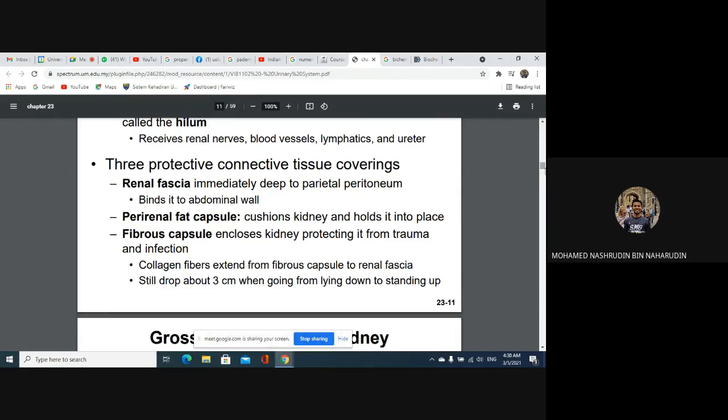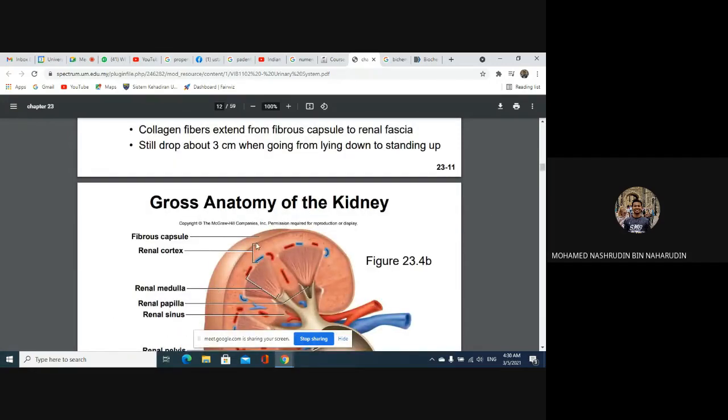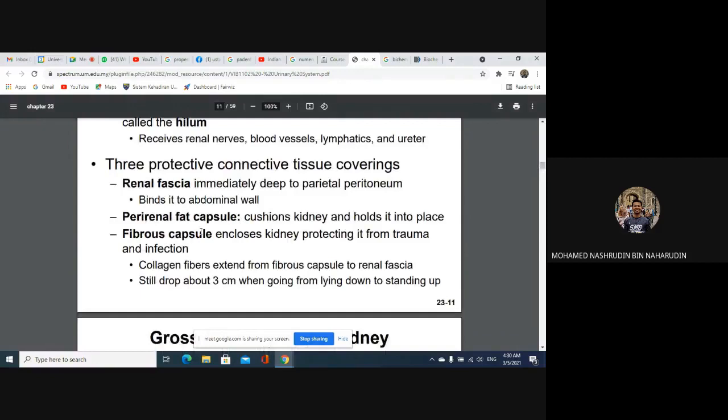And then there are three protective connective tissue layers that cover the kidney. The first is the renal fascia, which covers the outside of the kidney. Then the perirenal fat capsule cushions the kidney and holds it in place. It seems like the visceral pleura in your lung. It has the same function here, but for your kidney, an organ.